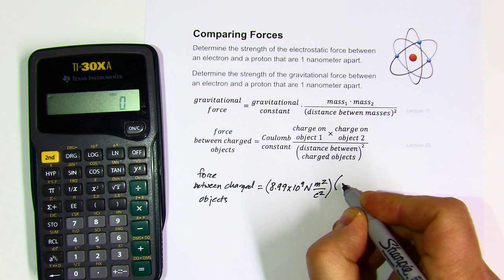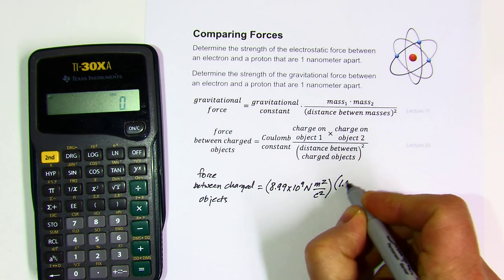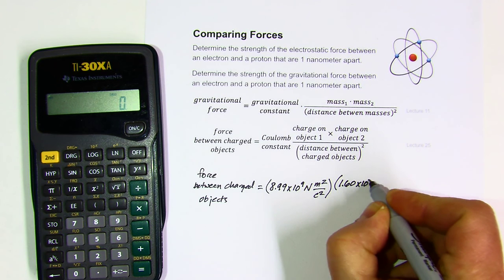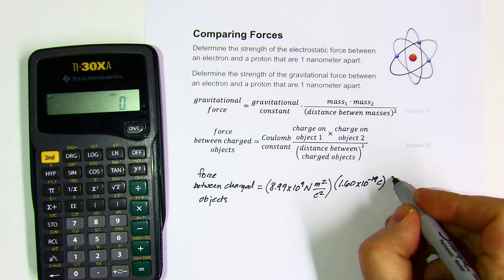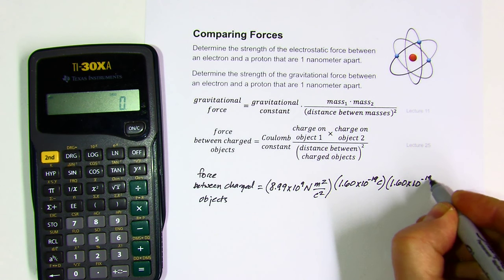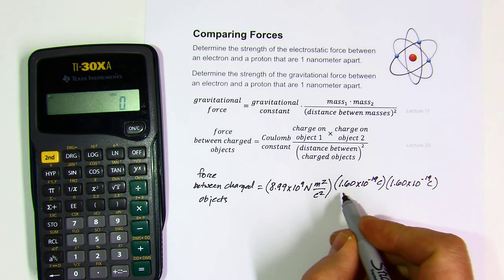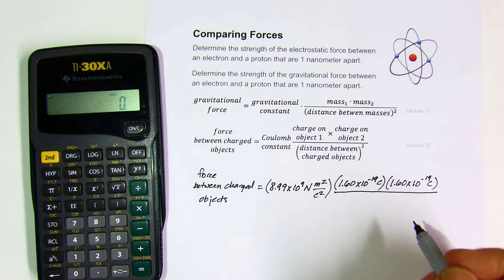The charge on object 1, well, I would need to know the charge of an electron. It turns out you can look up the charge of an electron fairly easily. You can ask Siri or whatever device, look it up on Google. It is 1.6 times 10 to the negative 19 coulombs. And the charge on a proton is the same amount of charge, just opposite in sign, so that when you have equal numbers of protons and electrons, the atom is electrically neutral.